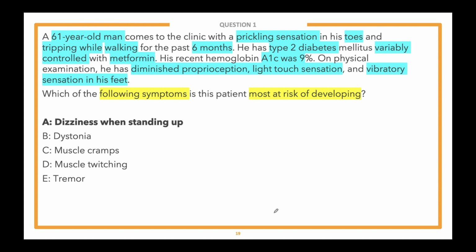So great job on this question as well. Hopefully you guys were able to learn a little bit from this question.